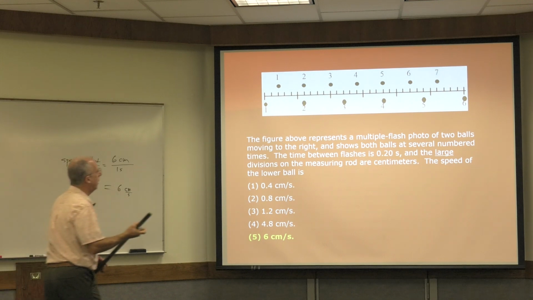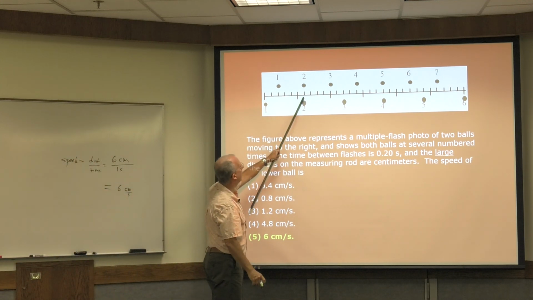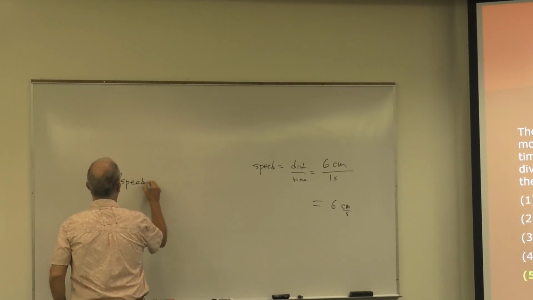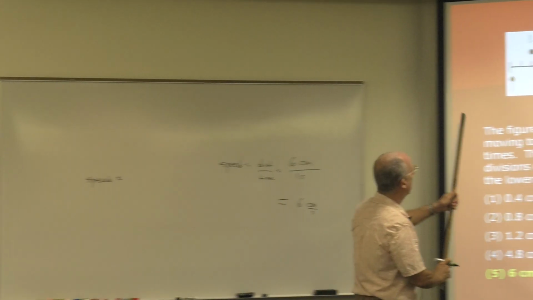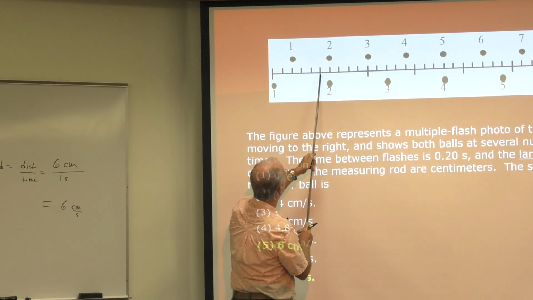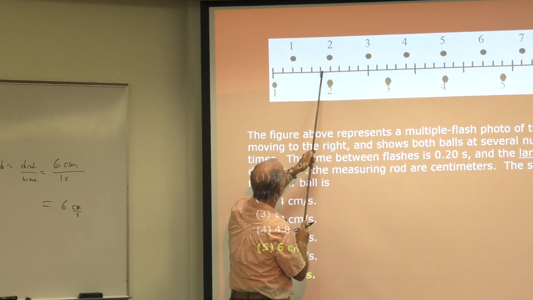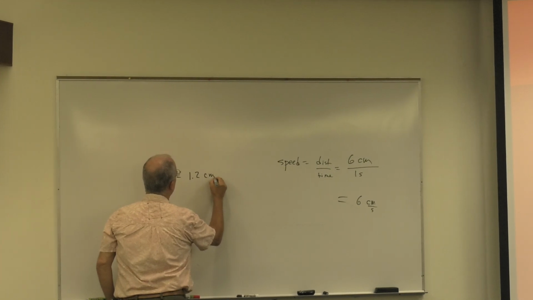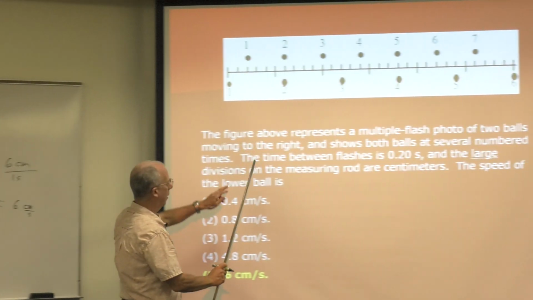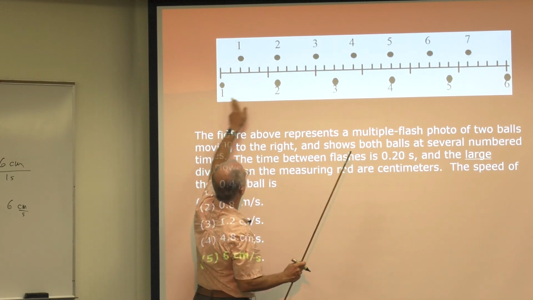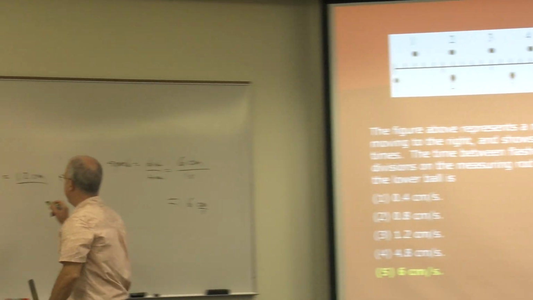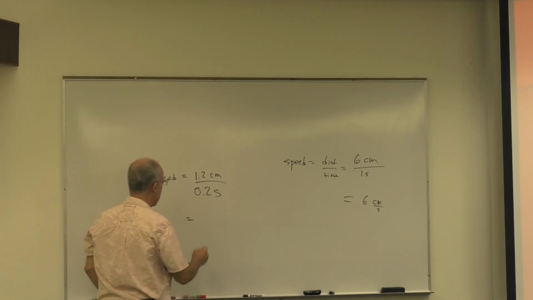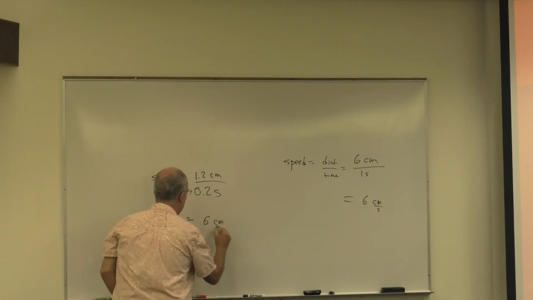We could have gone from here to here. Let's do that. So what's the distance? Well, this is a centimeter. So this is 0.2, 0.4, 0.6, 0.8, 1, 1.2. So it's 1.2 centimeters. And what's the time? The time between flashes is 0.2. So 0.2 seconds. So what's 1.2 divided by 0.2? 6. So it's 6 centimeters per second.